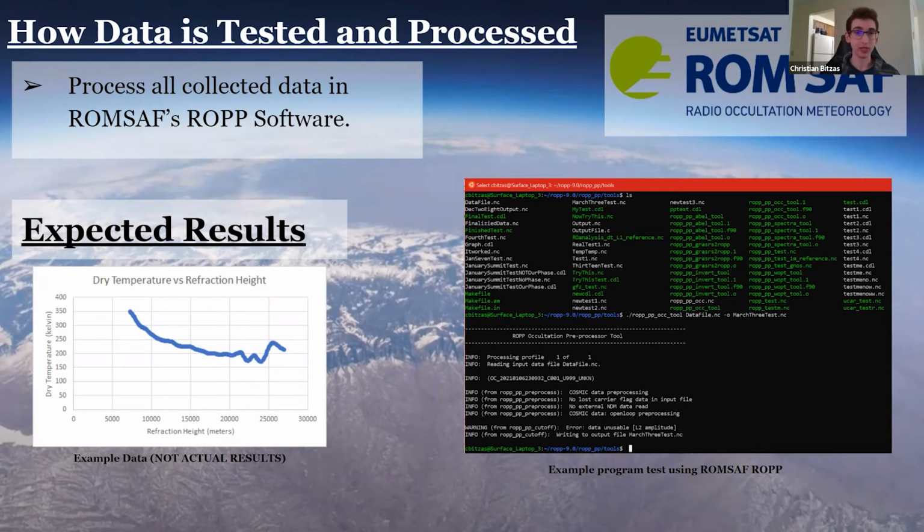Because of this, we are not able to show real results as of right now, but for the expected results, this is a simulation of what it would look like. This is what you would see if we were able to process our data. You would see a chart where you plot dry temperature versus the refraction height, and you can see how at different heights the temperature is affected in the atmosphere. This is all done remotely. To get our data to be processed by this, we had to throw it into a bunch of Python scripts and do satellite estimation.